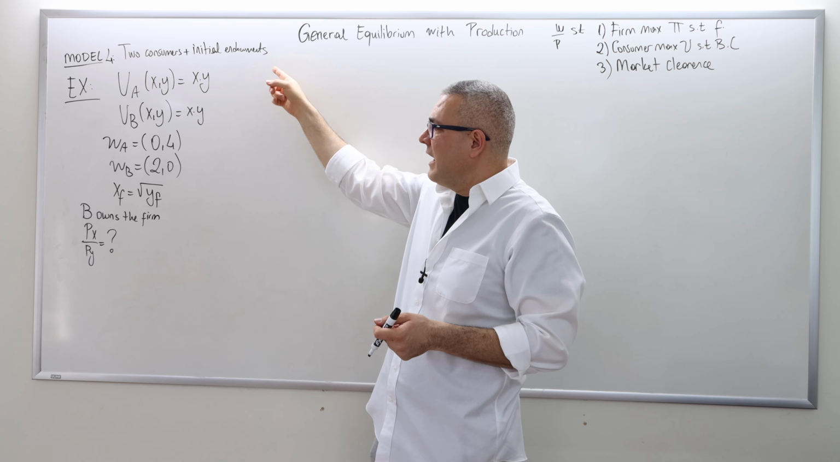So if you take the derivative with respect to XF, you're going to get Px minus 2Py XF equals 0, hence XF equals Px divided by 2Py. All right, so this is the supply for good X. Well, how many units of good Y is this firm going to demand?